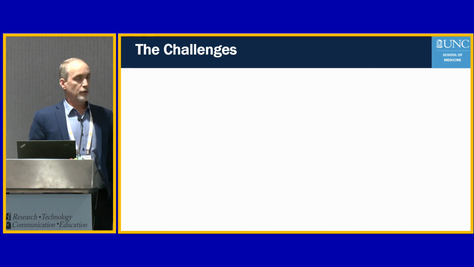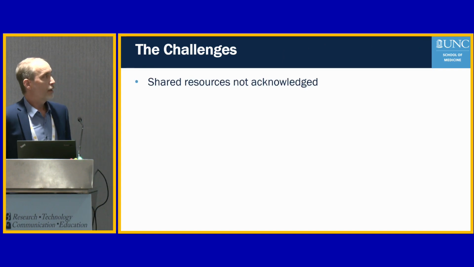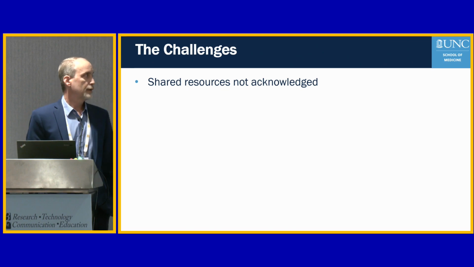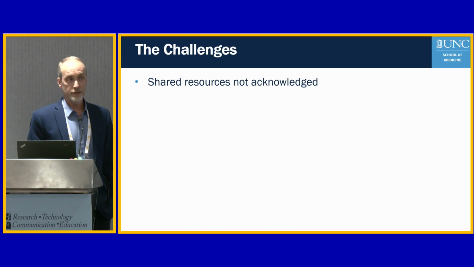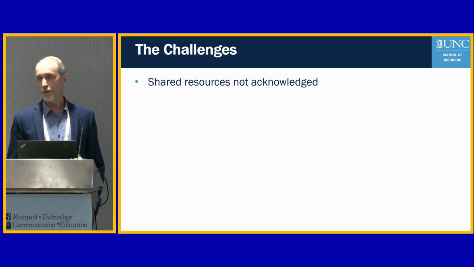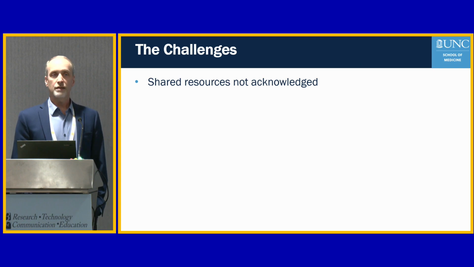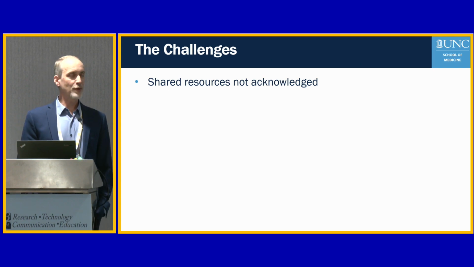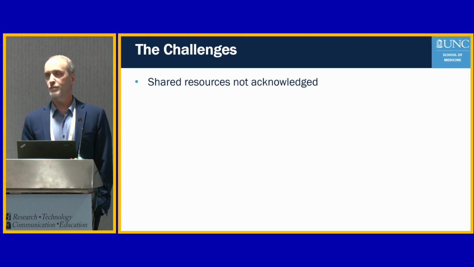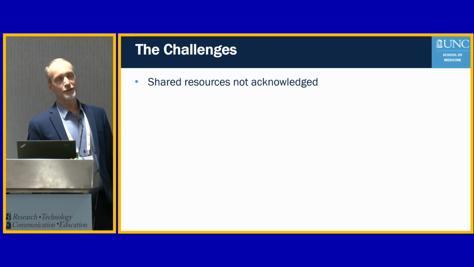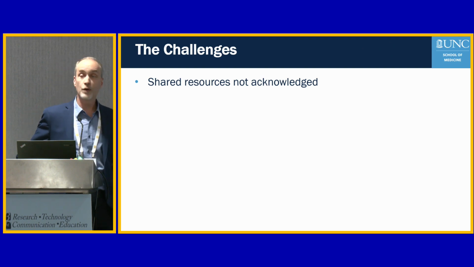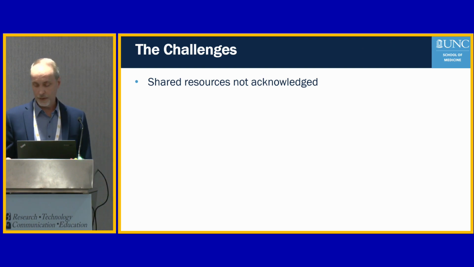So what are some of the challenges? First of all, too often, shared resources are just not acknowledged. The core is not called out anywhere in the paper. The instrument may be named in passing as a confocal microscope somewhere at UNC Chapel Hill. And I don't know about you guys, but we have a lot of those. And so that becomes a challenge. So there's no proper acknowledgement of the core.